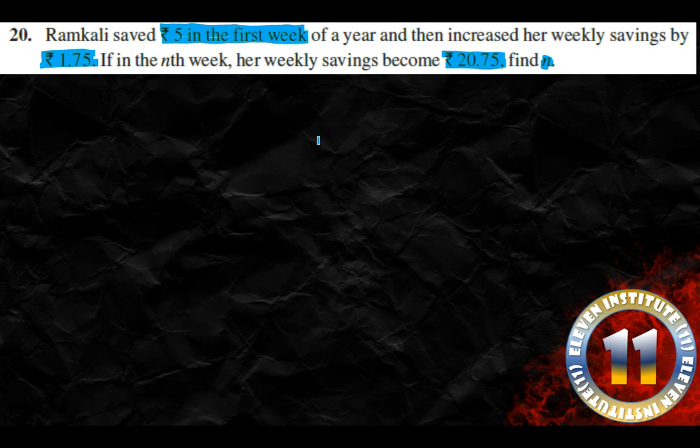It is a very simple thing. This is the first term, this is the common difference, this is the last term, and we have to find n. Damn simple sum. So we will write over here the solution, and we will write over here given. Now what is given to us? a is equal to 5, common difference is 1.75, and this is the last term, an is equal to 20.75 and small n is equal to question mark.